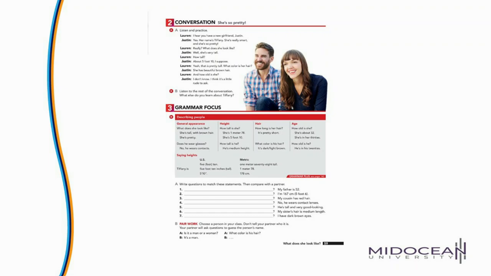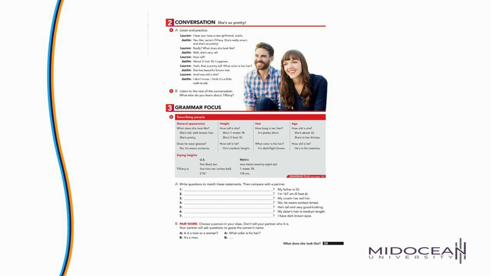Hair. How long is her hair? It's pretty short. What color is his hair? It's dark brown. It's light brown.